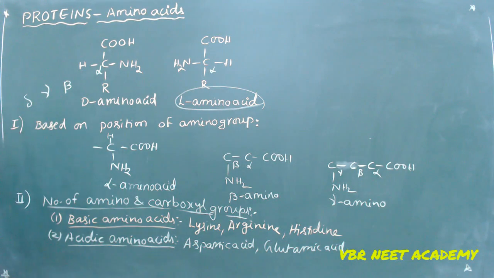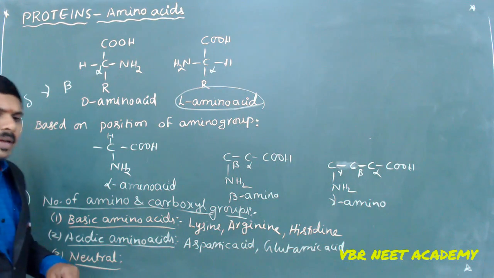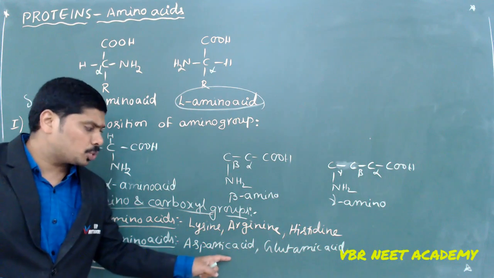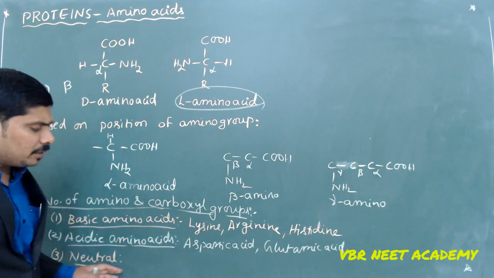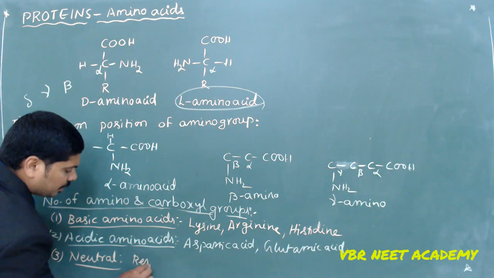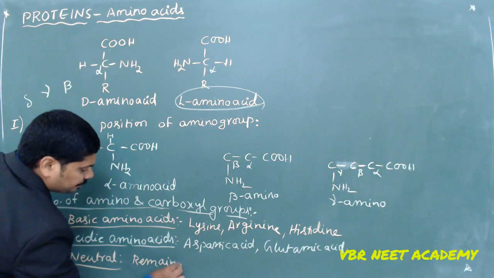Aspartic acid, glutamic acid. The next one is neutral amino acids. What is meant by neutral? In total we have 20 amino acids. Out of them I have already given 3 plus 2, that is 5. The remaining 15 amino acids.